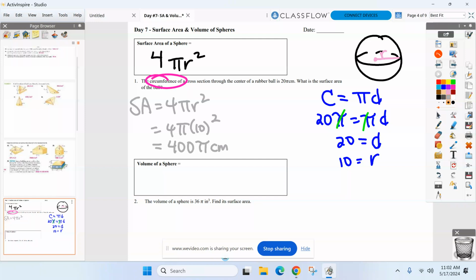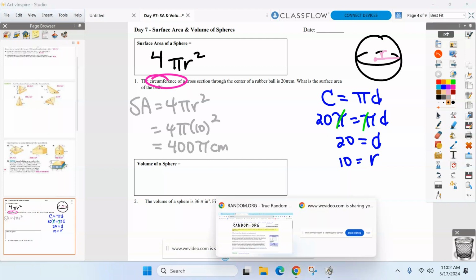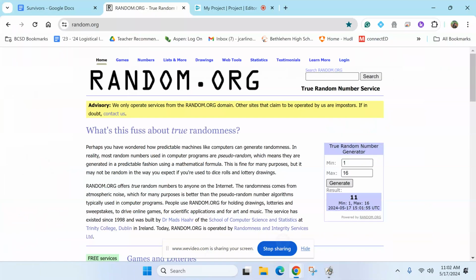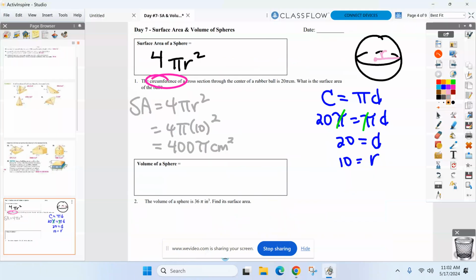What's going on the end of this? There we go. Let's keep it going. Gabby, what's going on the end of this? Squared. Surface area. I know we've been doing volume, but this is surface area, so it should be squared.